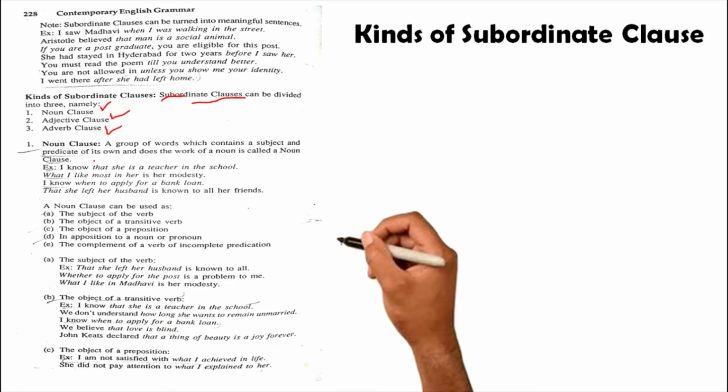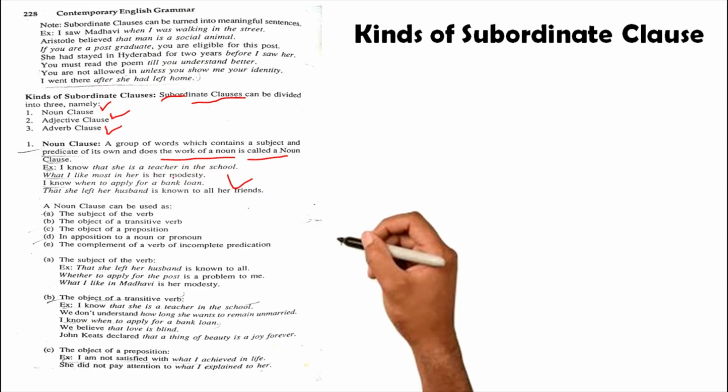So this is called a noun clause, which has a subject and predicate and does the work of a noun. It is called a noun clause. I know that she is a teacher in the school. So that is a noun clause.